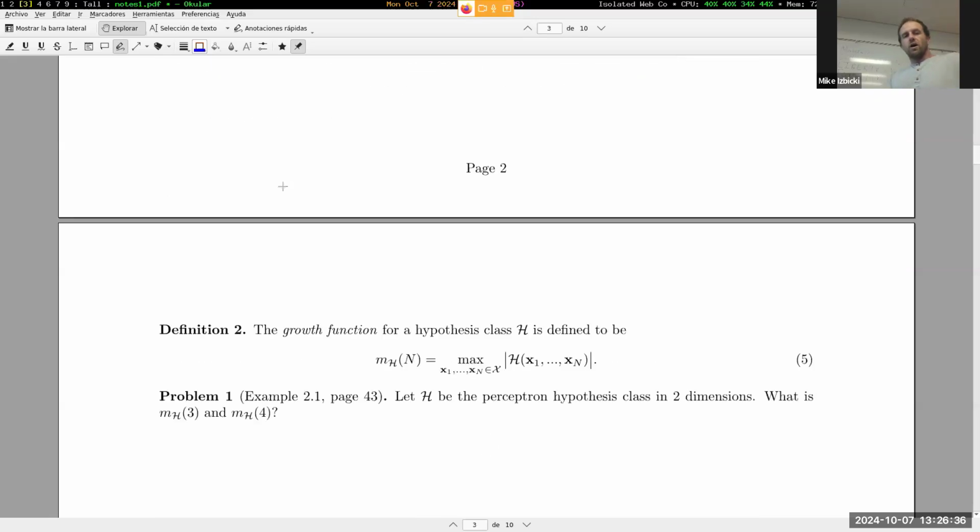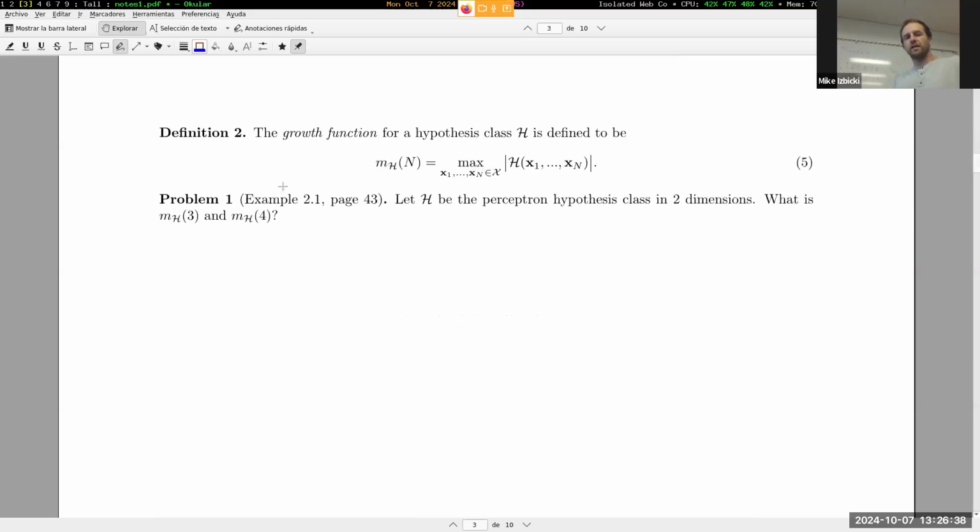We're going to go on today. So this next page right here defines this thing called the growth function and does this example 2.1 from the textbook. I'm going to start with the example, doing a bunch of pictures and explaining things down here. And then once we've done that, we will come back up to the definition of the growth function up here and explain what's going on.